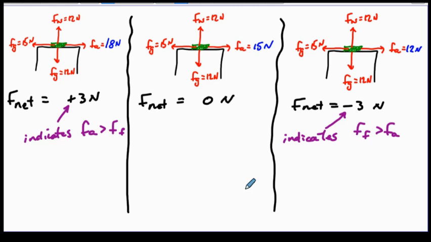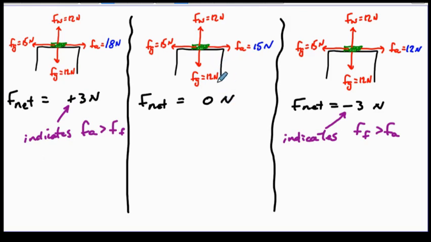I've drawn 3 different free body diagrams, although they're almost identical. Please note that in all 3 diagrams, the gravitational and normal forces are all 12. They're all equal and cancel each other out. But in the first diagram, you'll notice that the force of friction is 15 and the applied force is 18, which gives me a net force of positive 3 newtons. I'm using the positive here to indicate that the force applied is greater than the force of friction. That's a common method of doing this: a positive indicates that F_A is bigger.